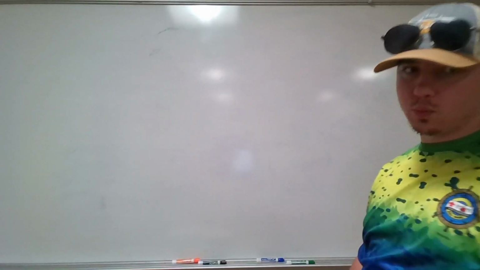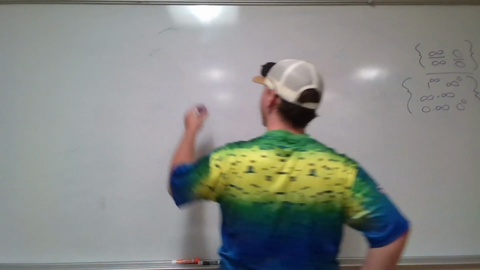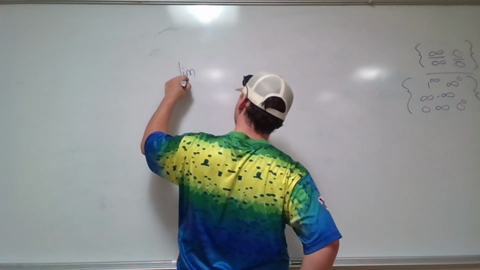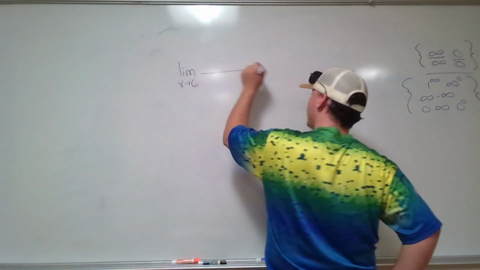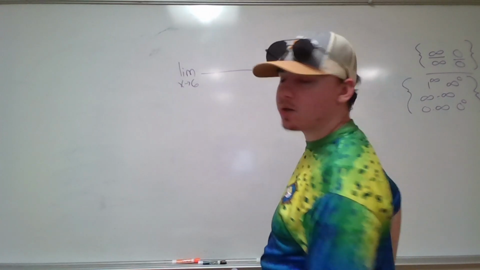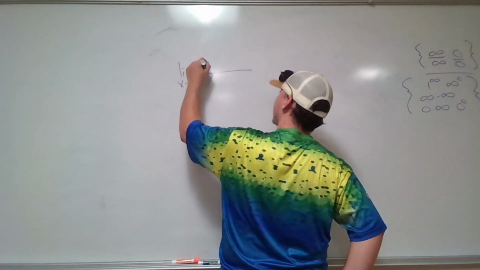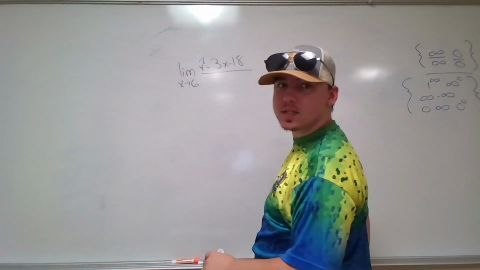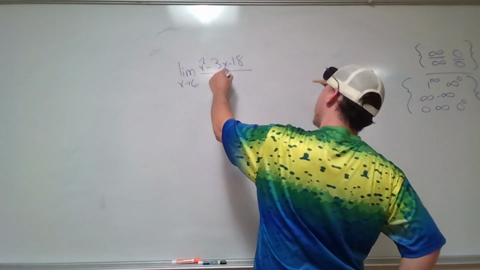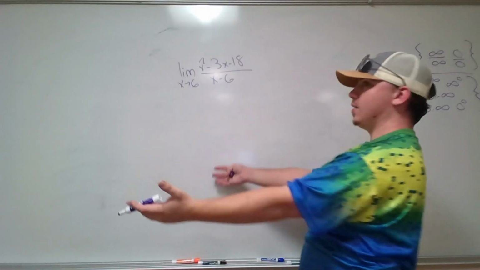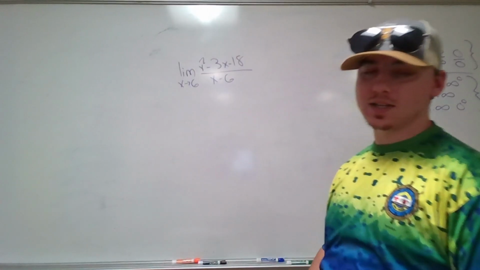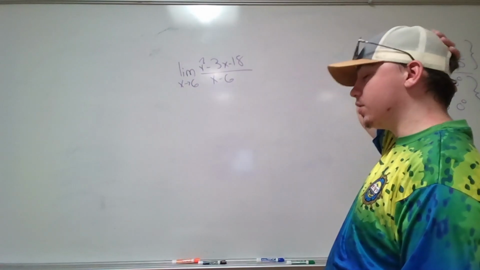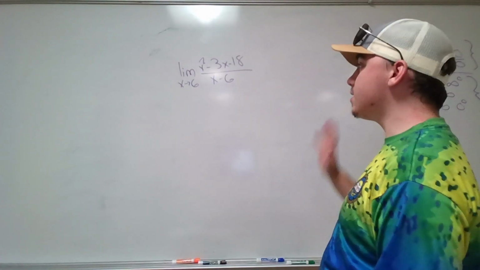So let's get into the real problem. Limit as x approaches 6 of x squared minus 3x minus 18, all over x minus 6. What is the limit? Evaluate the limit of this function using L'Hopital's rule if needed. I'm going to use L'Hopital's rule at least just to demonstrate it. The thing is, this is incredibly easy.